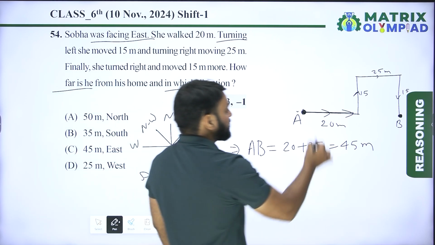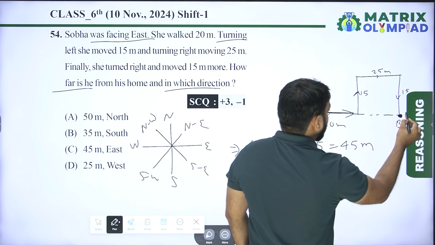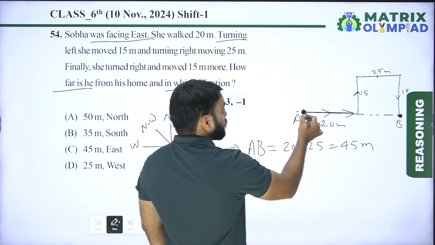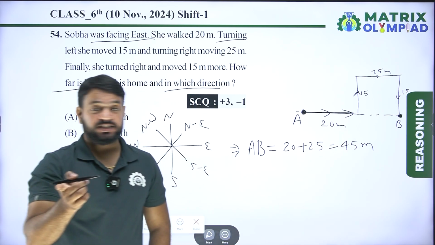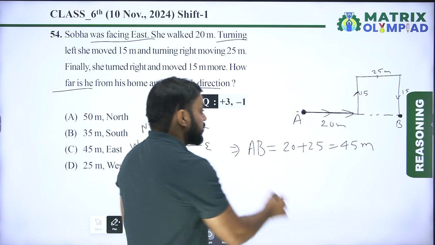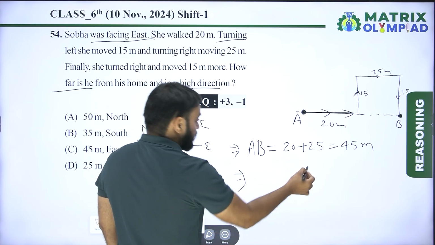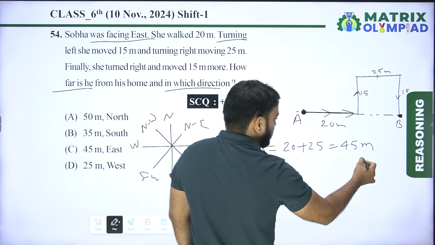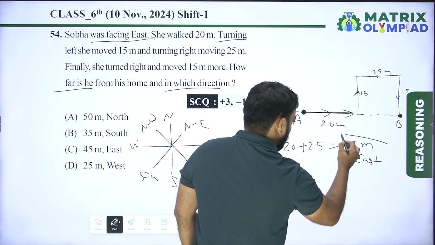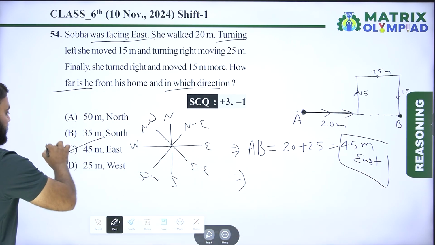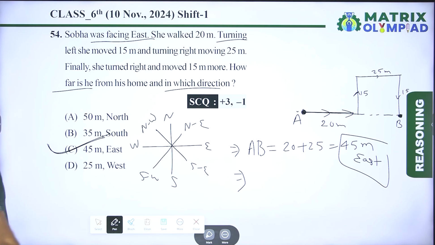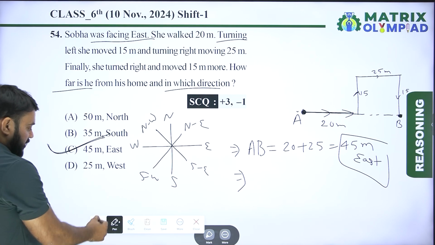So B is in the east of the starting point. So the final point is in the east of the starting point. So here option 45 meter east is the correct answer of this question. So option C is the correct answer. Now let's move on to the next question.